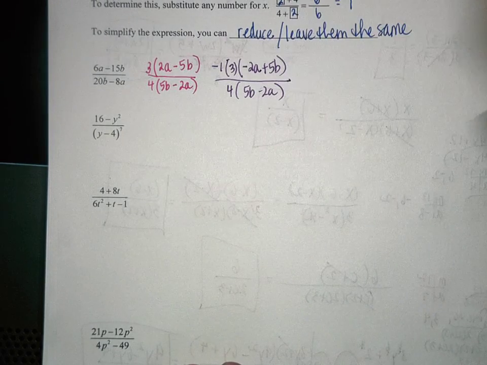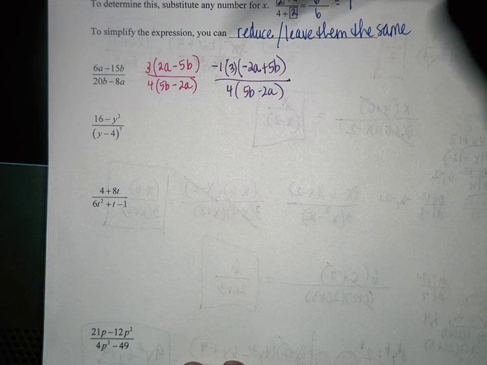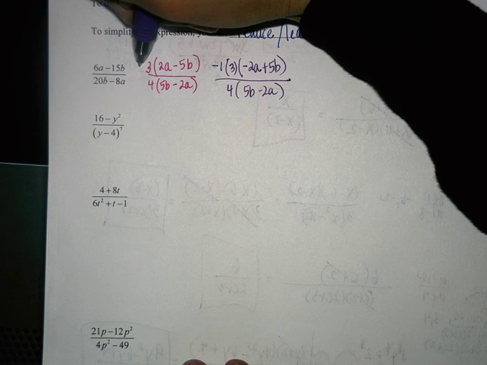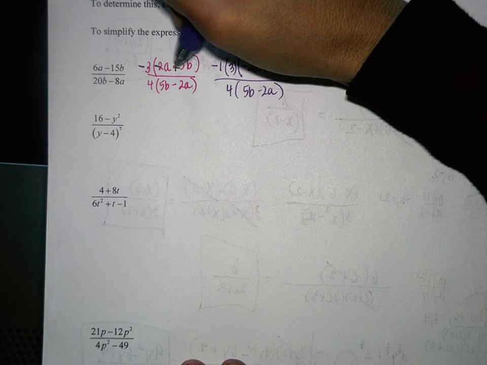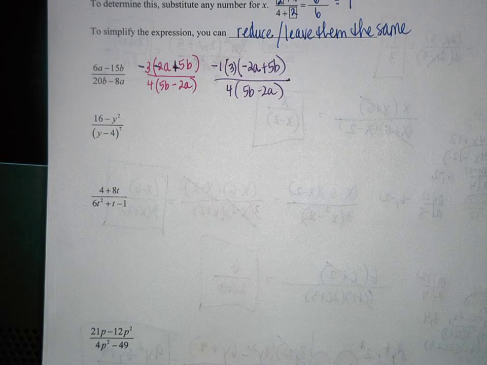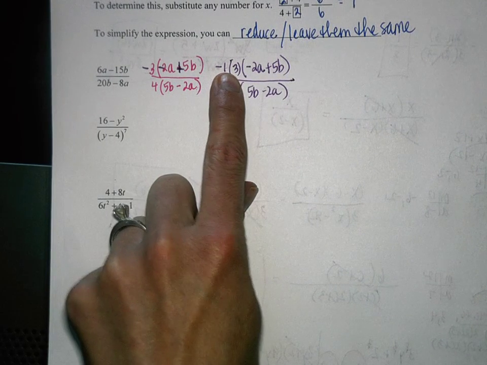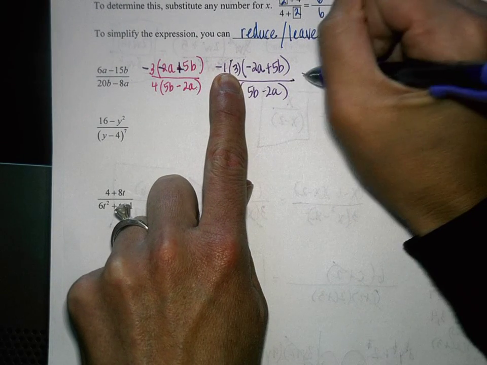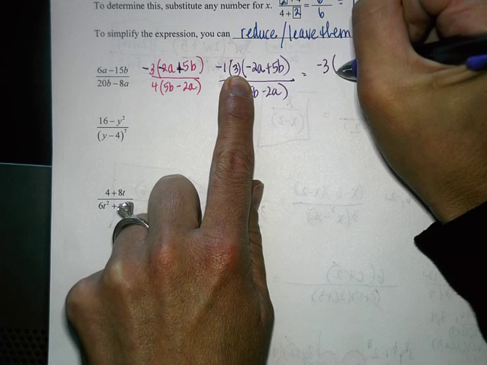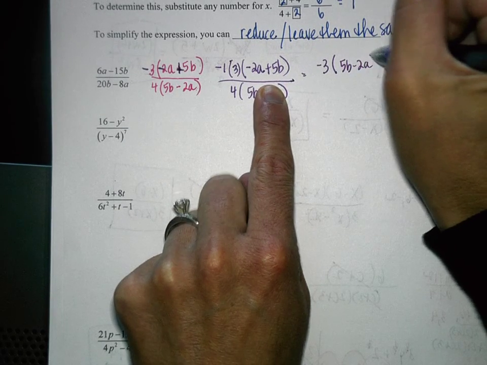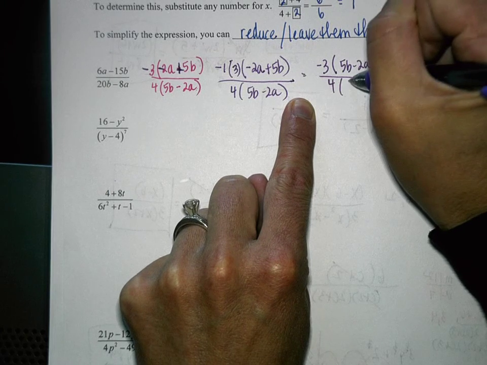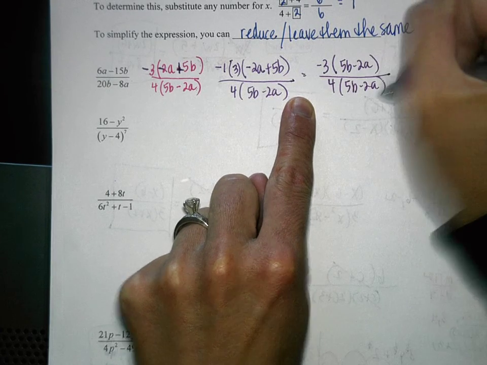If you wanted to, and I'm just going to show you now that I've written it this way, if you wanted to just take out a negative here, change all the signs through just one of the parentheses, you could do that. So you end up with the same result, because -1 times 3 is -3. So if you want to, at this point, -3, you could rewrite this and write it as 5b minus 2a, and then we still have 4 over 5b minus 2a, so that they look the same.